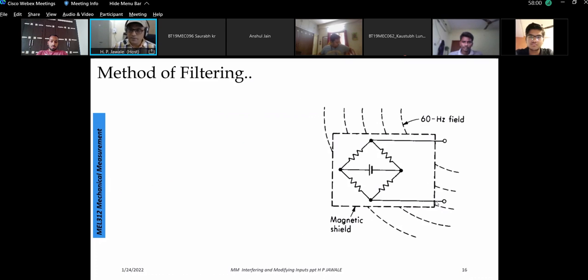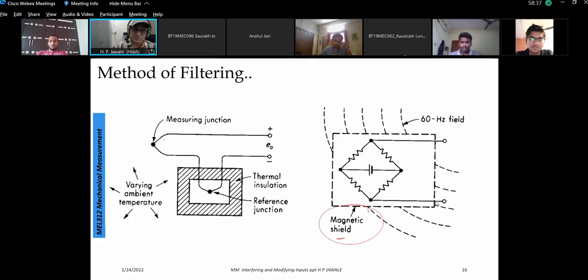Similarly, you can see the earlier example of the strain gauges, where the 60 Hz AC field was present. So to avoid or restrict the induction of EMF because of the AC field, we can provide a shield called a magnetic shield. Because of this magnetic shield, it will not have any effect of this AC field on the resistance wires that are used for the measuring instrument or measuring system. So this magnetic shield is again going to act as a filter.